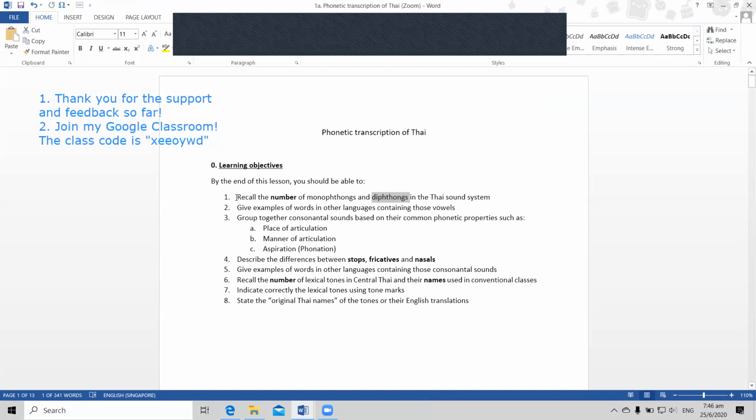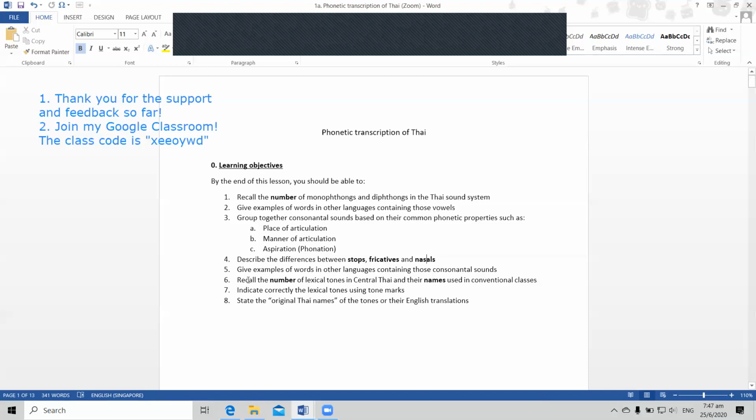Next, you should be able to group together consonantal sounds based on their common phonetic properties, such as their place of articulation, the manner of articulation, and their aspiration. Again, we will talk about this in greater detail later. Next, you should be able to describe the differences between stop consonants, fricative consonants, and nasal consonants, and also give examples of words in other languages containing those consonantal sounds.